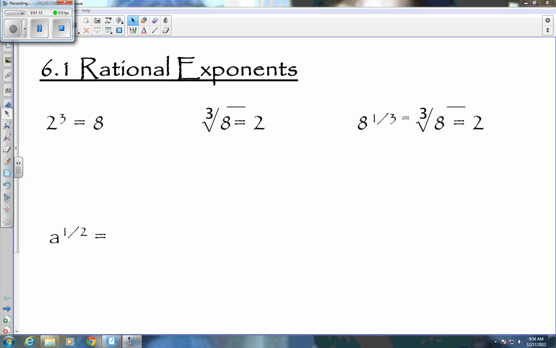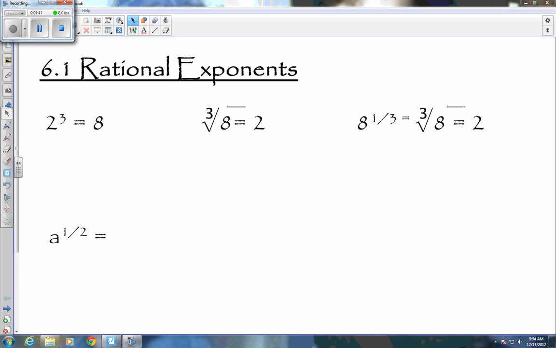So when we look at rational exponents, that means we're going to be looking at exponents that are fractions and what they mean. So first, let's start with something that you know. 2 to the third power equals 8. Everybody familiar with that? That makes sense. You've seen that before. So what that means is, if I turn it around and I look at its inverse, the cube root of 8 is equal to 2.